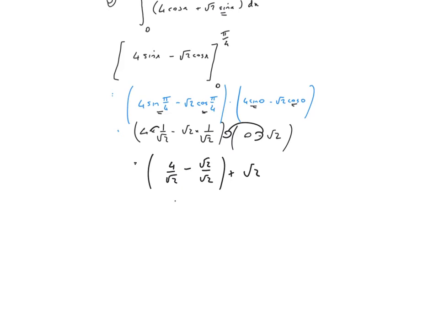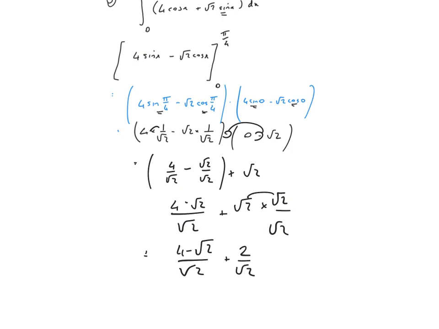Okay, so I've got 4 minus root 2 over root 2 plus root 2. So I'm going to multiply top and bottom by root 2 to get a common denominator there. So 4 minus root 2 over root 2 plus 2 over root 2. And that's going to be 6 minus root 2 over root 2.